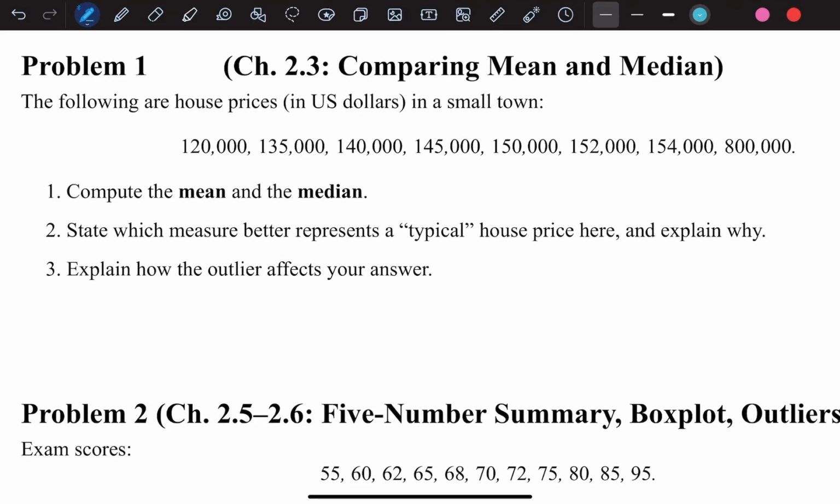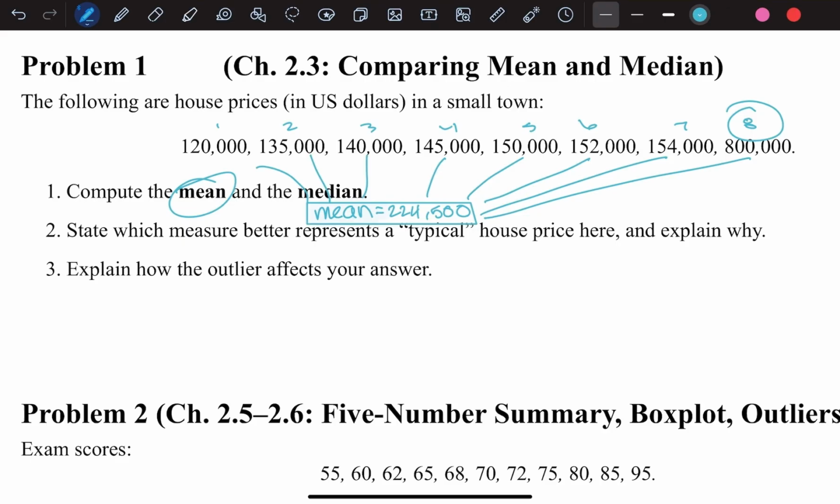Problem 1, comparing mean and median. Compute the mean and median. For the mean, we have to add up 1, 2, 3, 4, 8 of these values and divide them by how many there are, which is 8, which makes the mean equal to 224,500. Again, that's just adding up all these values and dividing by 8.